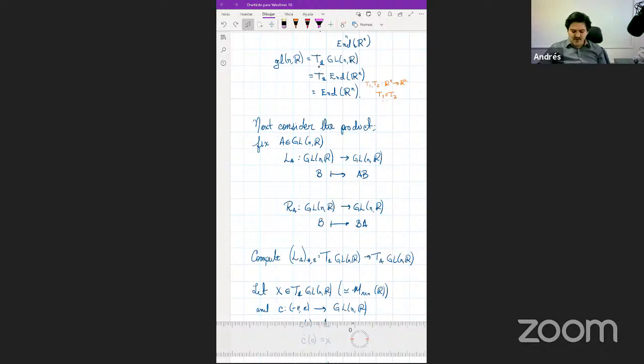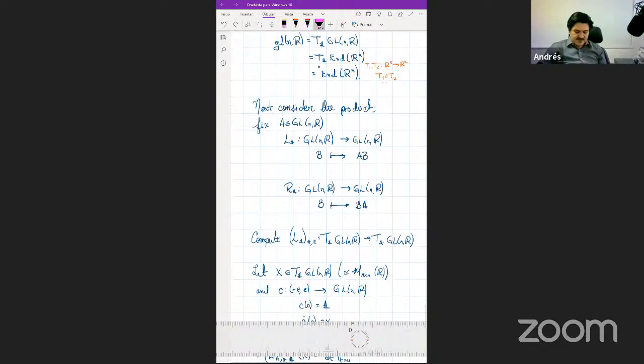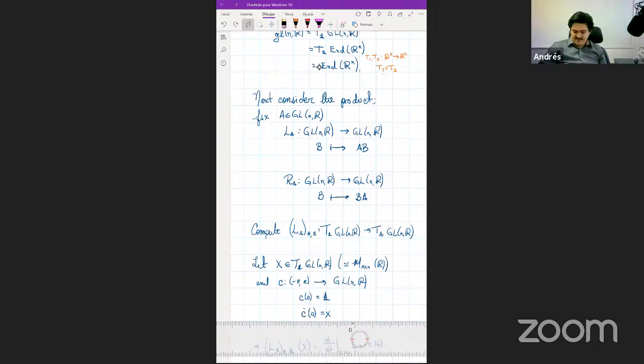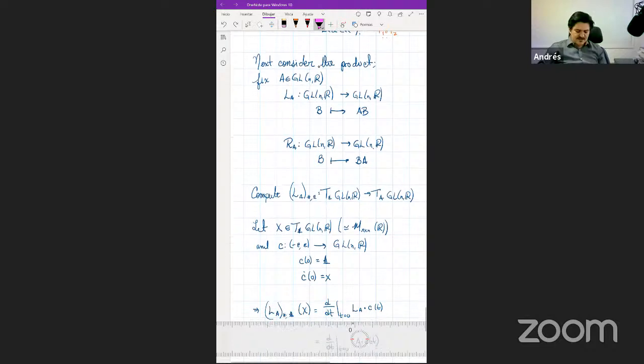I will take any curve here, and this you can do explicitly because GL lives inside a Euclidean space. I take any curve that at 0 is the identity matrix and the derivative is x. So here I'm using the last proposition to compute the differential using the curve.